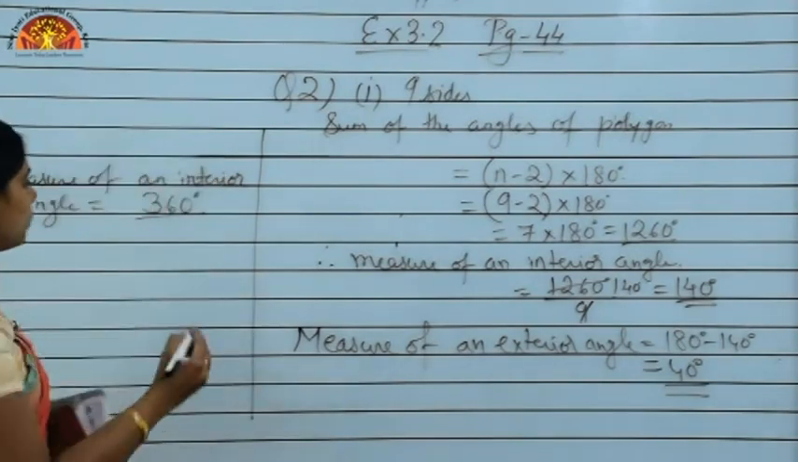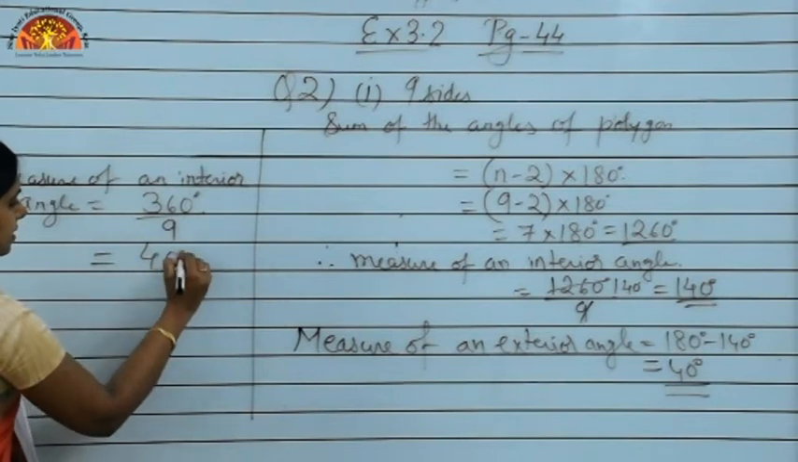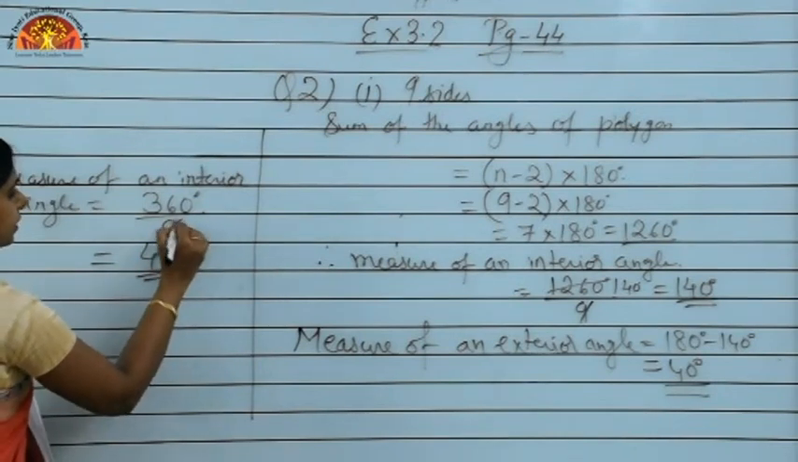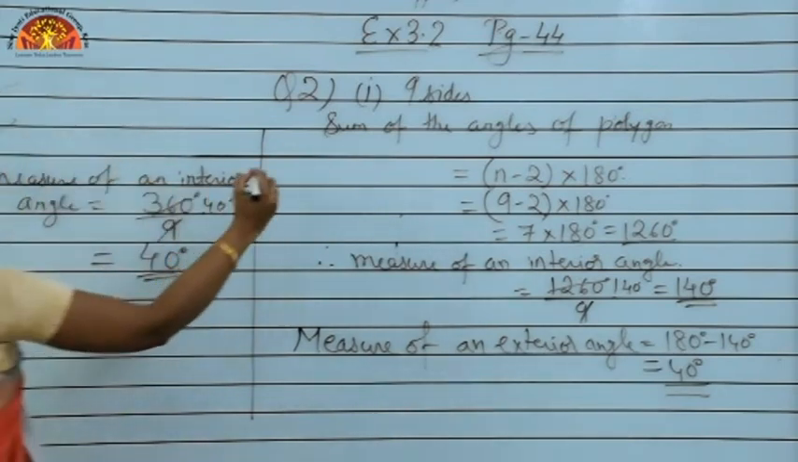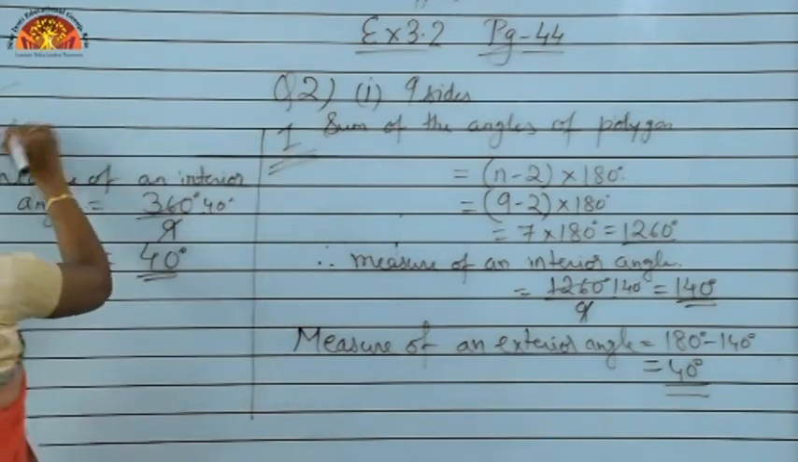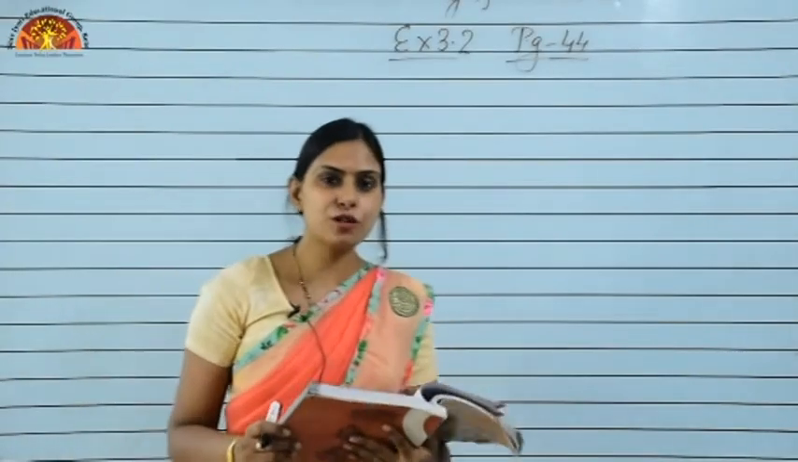Obviously they are equal. So divided by 9. So 9 4s are 36. So it comes out to be 40 degree. Is it clear students? So this is the second method and this was the first method. Got it? Now children, we will just start with question number 4.